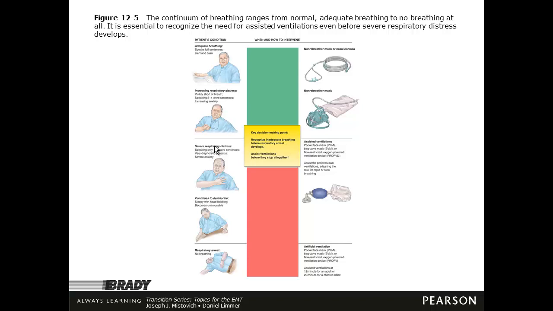This is a key decision-making point. If a patient begins to enter severe respiratory distress, speaking in only 1 or 2 word sentences and becoming very diaphoretic and severely anxious, we should consider assisted ventilations, such as might be given with the bag valve mask or continuous positive airway pressure, CPAP. If the patient continues to deteriorate, they'll become unconscious and eventually stop breathing.